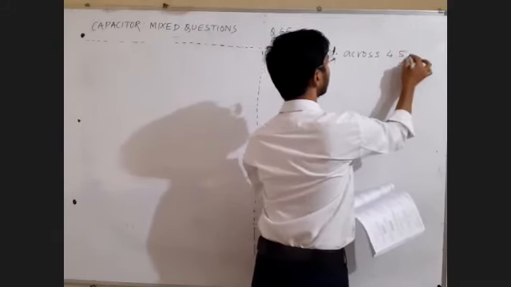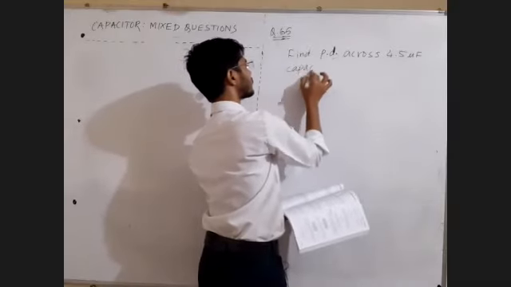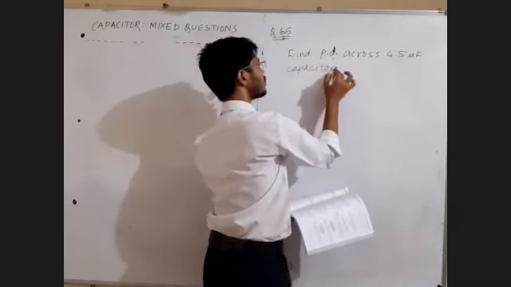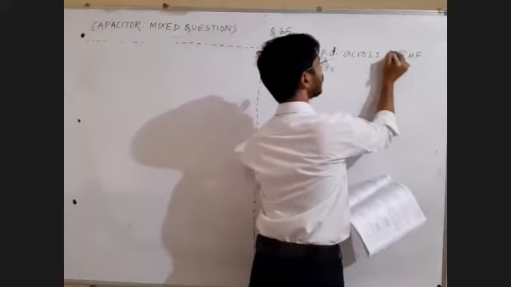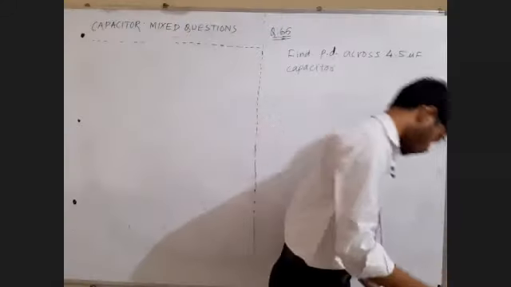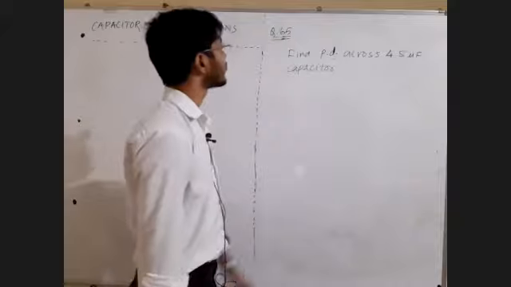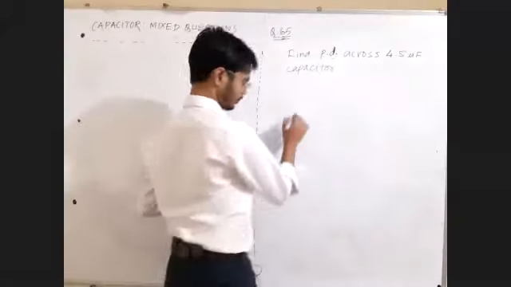Find the PD across the 4.5 microfarad capacitor. Somewhere in the circuit you will find a 4.5 microfarad capacitor, and across that 4.5 microfarad capacitor you have to find the potential difference. Okay, let's go.